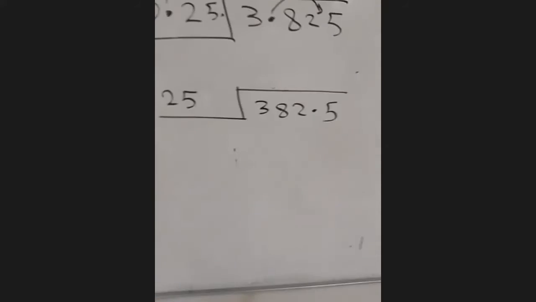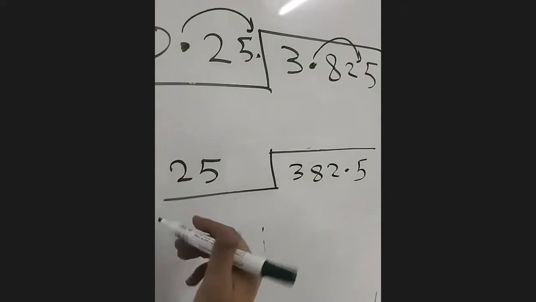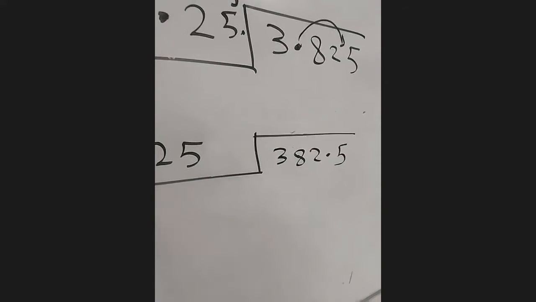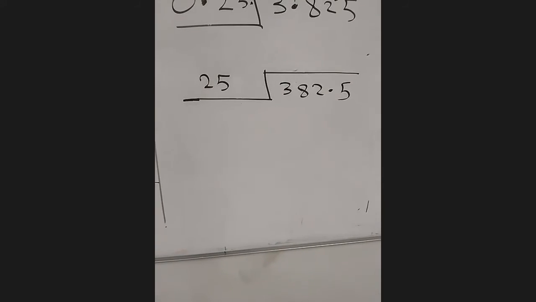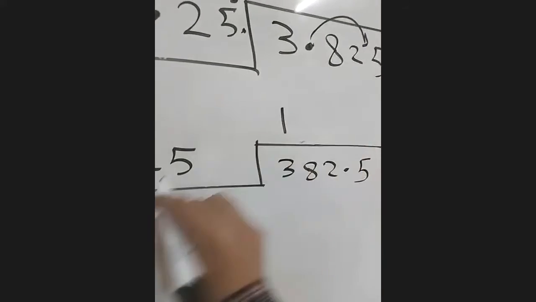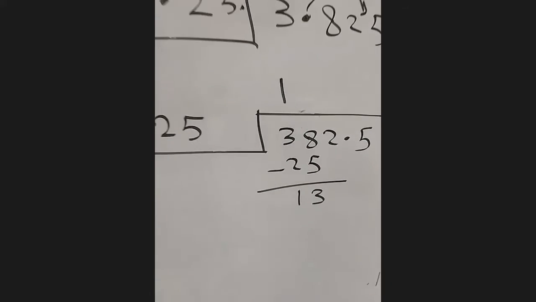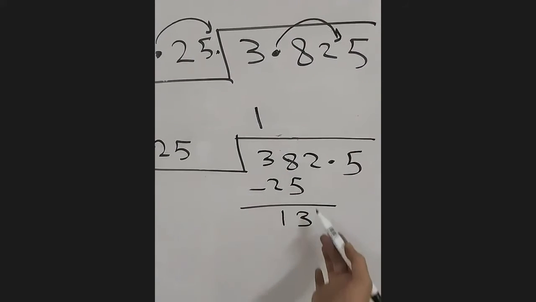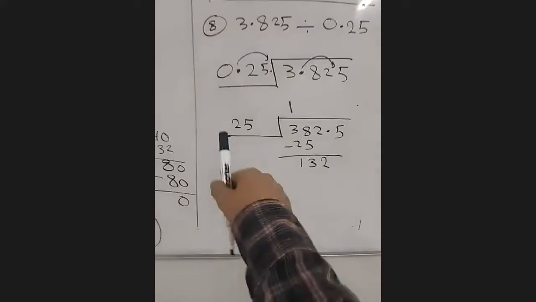Now what do I have? I have a normal decimal divided by a whole number, so it's okay. Now 38 divided by 25, Sulaiman, how much? 1. Why not 2? Because it will be 50. If we choose 2, it will be 50. I want 38, so it is 1. 1 times 25 is 25. Subtract: 13. 13 is less than 25, I'm okay. I will bring down 2. 132 divided by 25, how much?